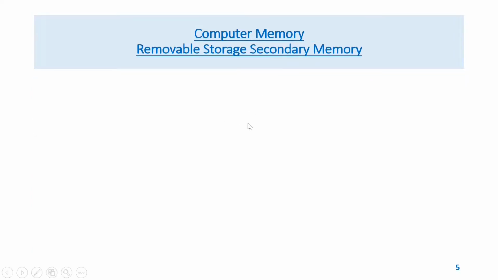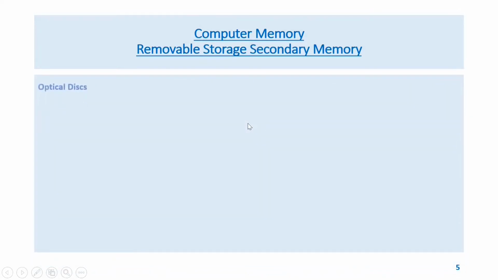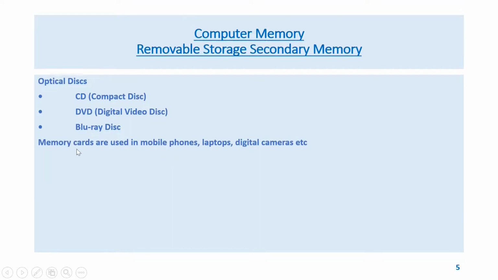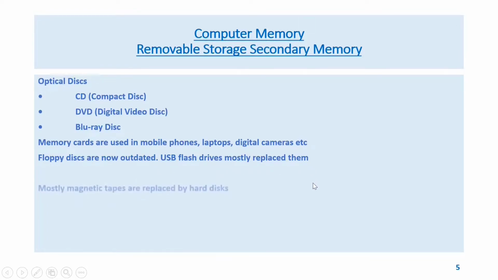Now let us look into removable storage secondary memory. There are optical discs. Optical discs are compact discs, that is CDs, DVDs, that is digital video discs, and Blu-ray discs. There are also memory cards in removable storage, used in mobile phones, laptops, digital cameras, etc. Floppy disks are now outdated and USB flash drives mostly replace them. Magnetic tapes are mostly replaced by hard disks. So these are the removable storage secondary memory.